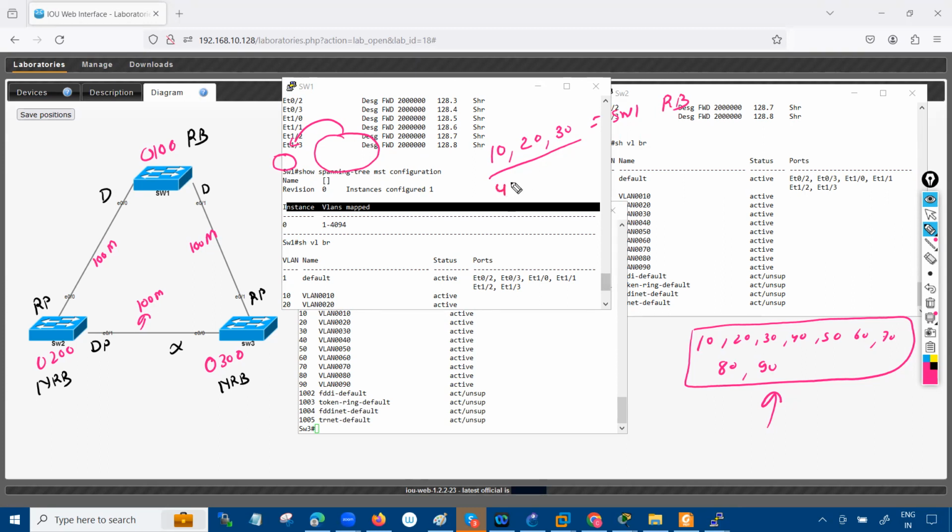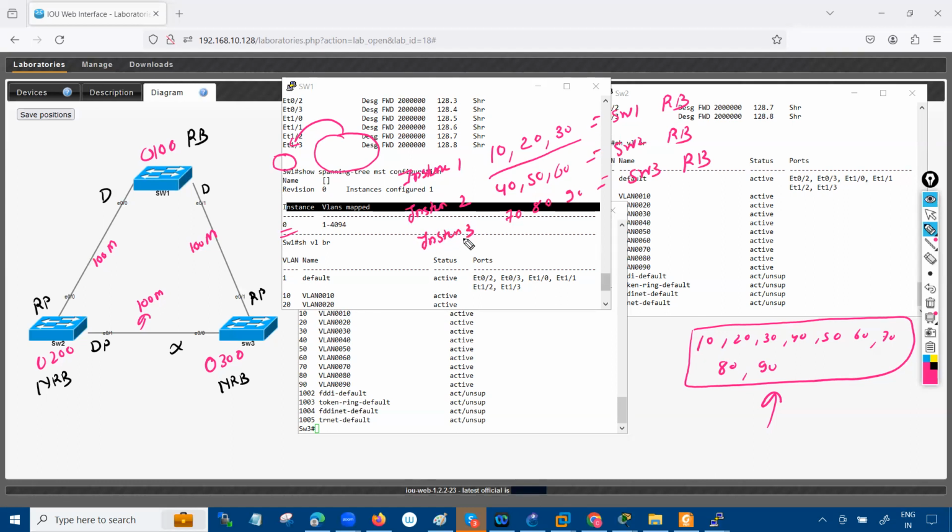For VLANs 40, 50, and 60, that's why I kept 9 VLANs here. You can take any range; I just took 9 VLANs. Switch 2 will be the root bridge. And for 70, 80, 90, switch 3 will be the root. This is the mapping we need to create. So I can call this instance number 1. By default, instance 0 is present, and I can create multiple instances: instance number 2 and instance number 3.